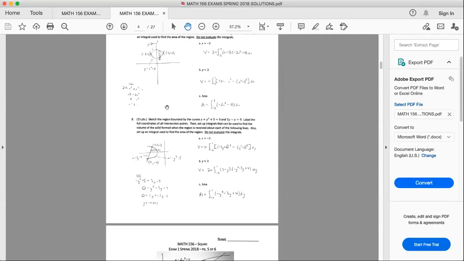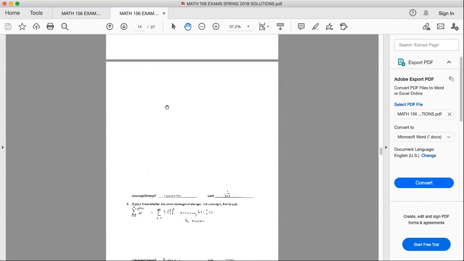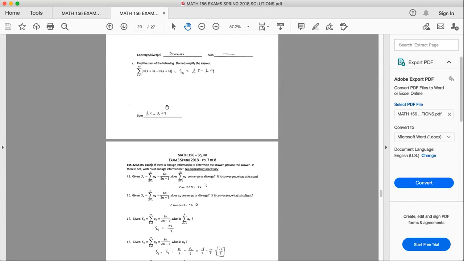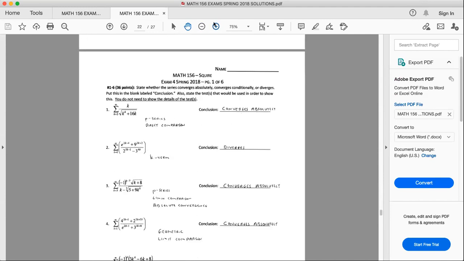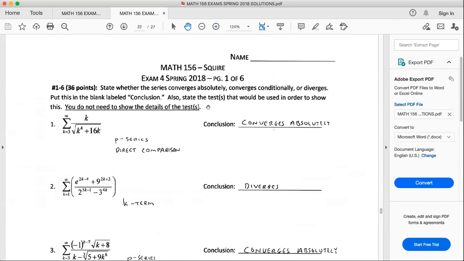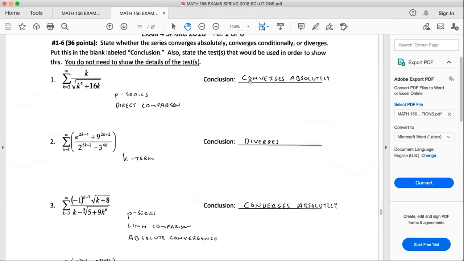So my answers, this is exam 4, look like this. I hope this isn't one where I made a mistake on the answers, but you just put the answer here: converges absolutely, or diverges, or whatever. Okay, so diverge, this one was just the k-th term test, this one's a p-series, and then direct comparison. I specified direct comparison, but you did not have to on a test. You could just say comparison, and it's one of the two.